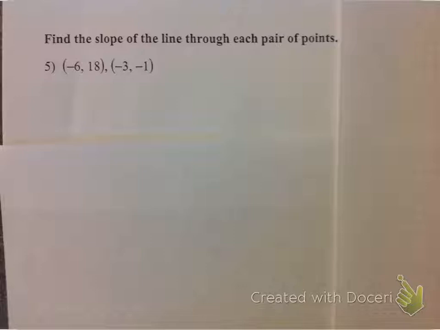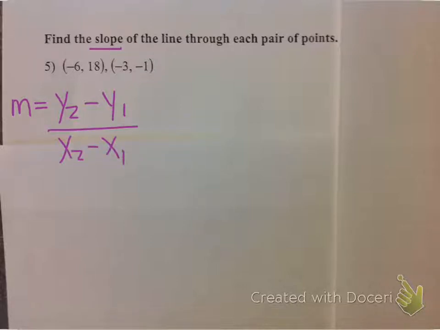Find the slope of the line through each pair of points. So all we need to do is find slope. So we're going to use our formula, m equals y2 minus y1 over x2 minus x1. Then we need to label our points, x, y. We're going to say this one's number 2 and this one's number 1. You can switch it. Just go ahead and make sure that you label so that you don't get them mixed up. Okay, and here let's substitute.